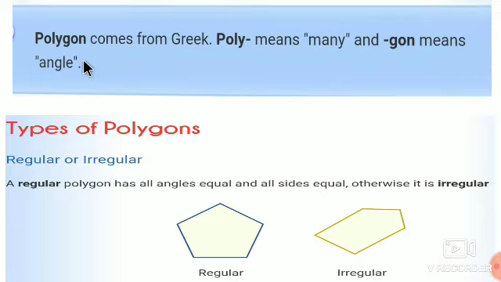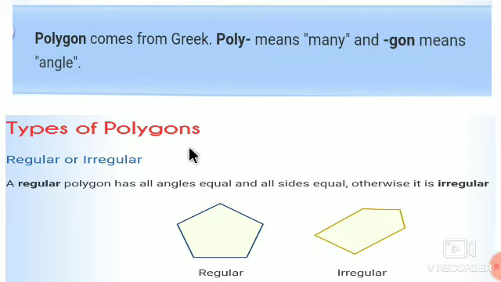Now the polygon. Polygon comes from a Greek word. Poly means many and gon means angle. A shape which has many sides, and the figure should also be a closed figure. Such a figure is called a polygon.